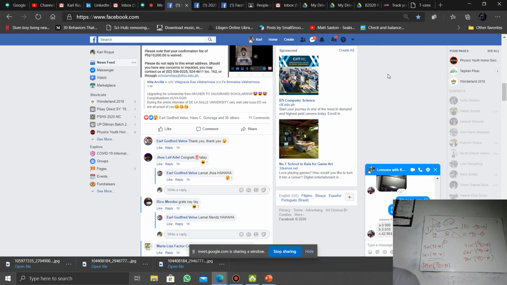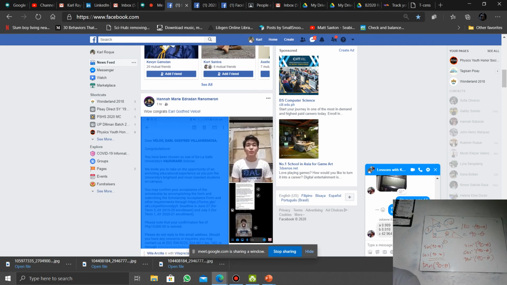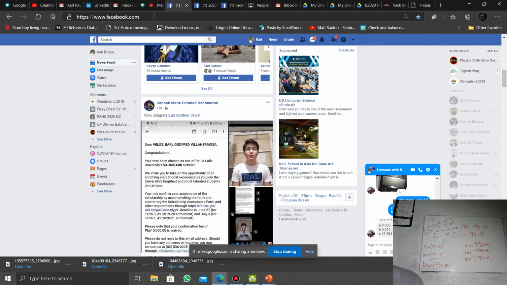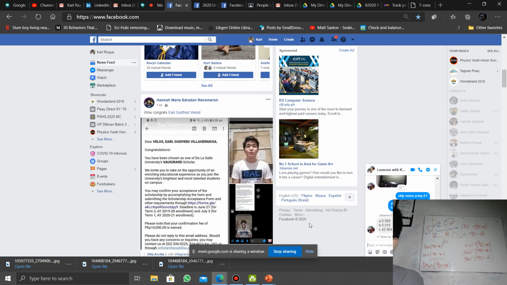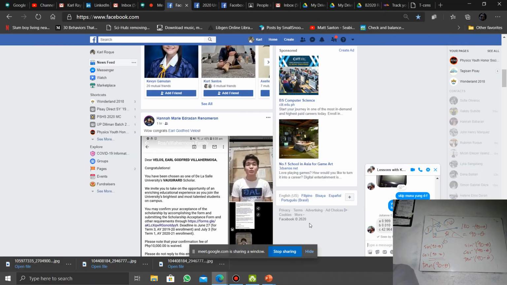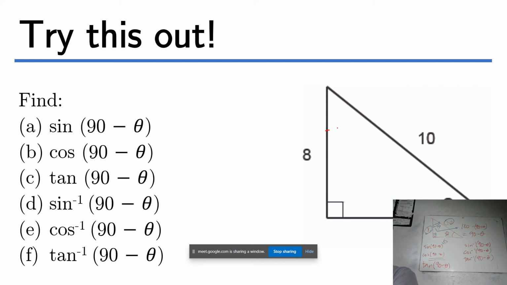Sige. Ulitin ko. Hindi natin ilalagay sa calcu yung ginagawa natin. Kasi, look at the PowerPoint. What we are asked to get is the sine of this, cosine of this. Ito yung 90 minus theta, di ba? So, that's what we're supposed to get. Ano yung sine nito? Ano yung cosine nito? Ano yung tangent nito? Right?